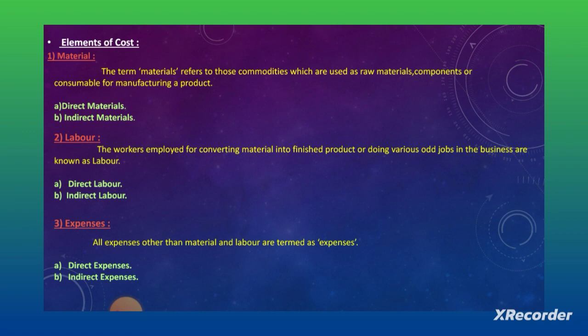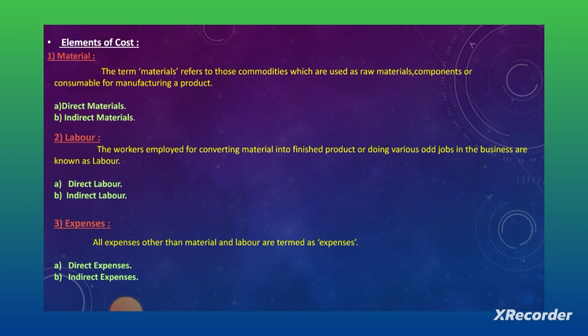And the second one is indirect labor. The workers employed for carrying out tasks incidental to production of goods or those engaged for office work and selling and distribution activities are known as indirect labor. For example, wages of storekeepers, foreman, directors' fees, salaries of salesmen, etc.